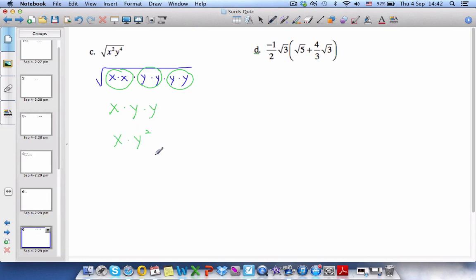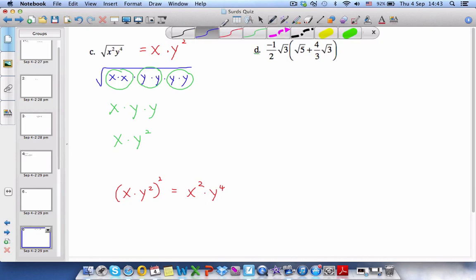so I can write x times y squared. Okay? Another way to think about this is, instead of just multiplying it all out, if this exponent is 2, then I'm going to have x outside, and the y exponent is 4, I divide that by 2, and y squared is outside, so x times y squared. x times y squared, squared, is x squared times y to the fourth. So that's why square root of x squared times y to the fourth is x y squared.